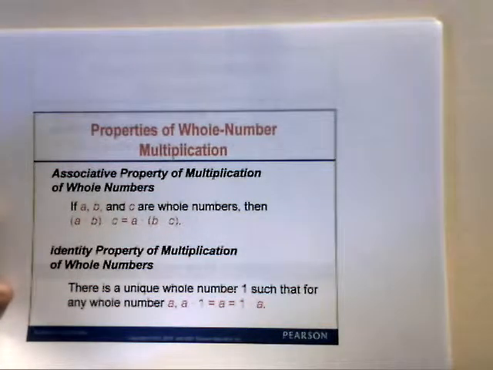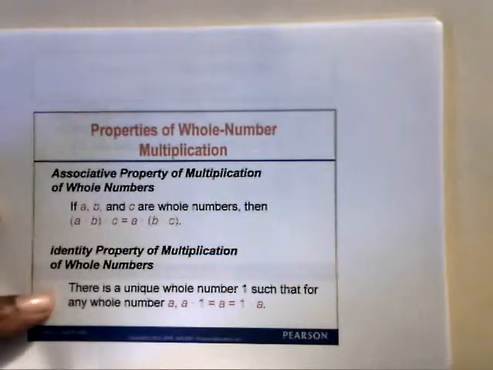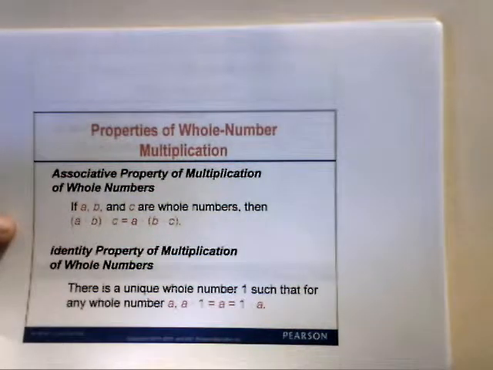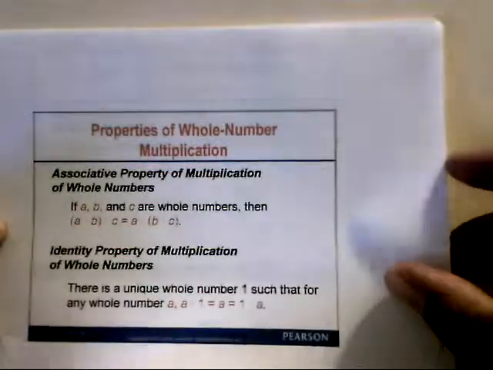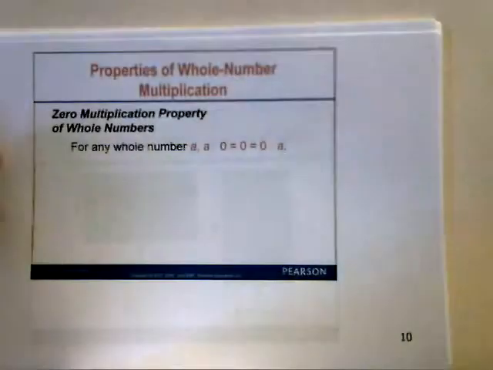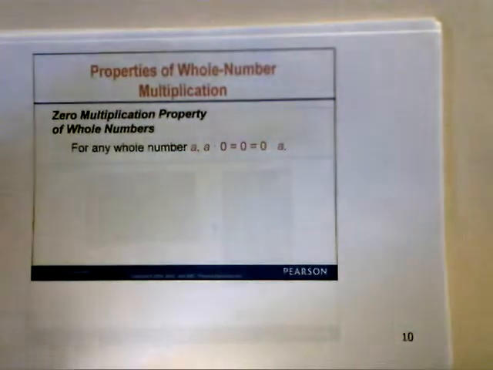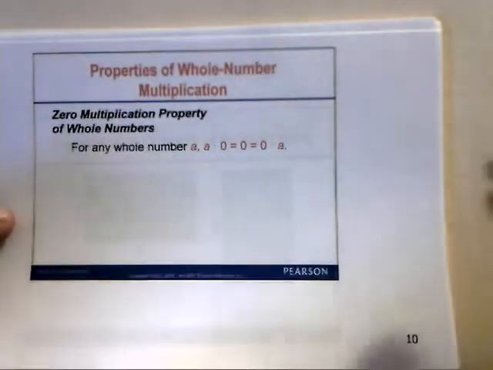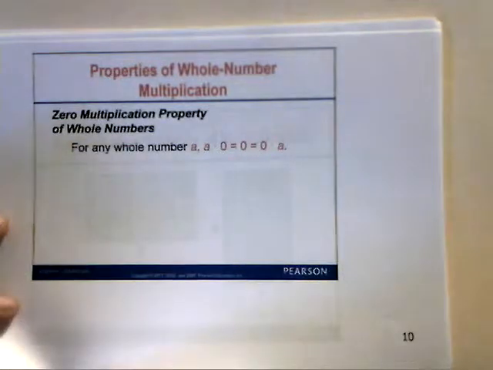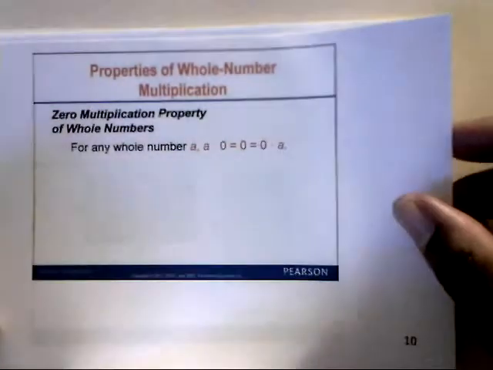The identity property of multiplication for whole numbers is this. There is a unique whole number 1 such that for any whole number A, A times 1 is equal to A, or 1 times A also will give you A. Then we have the zero multiplication property of whole numbers. For any whole number A, A multiplied by 0, you're going to get 0. Or 0 multiplied by any whole number A will give you 0.